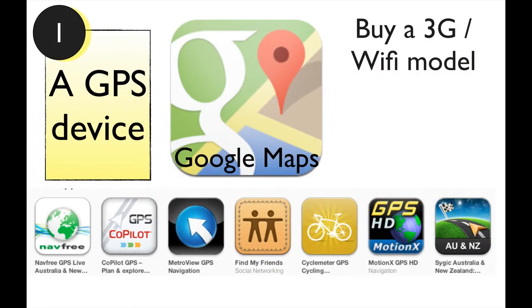So the first app that we're going to look at, if you've got a 3G Wi-Fi model, then it has an inbuilt GPS device, and Google Maps is the best map app, which will give you real-time maps, it'll give you 3D maps, traffic information.